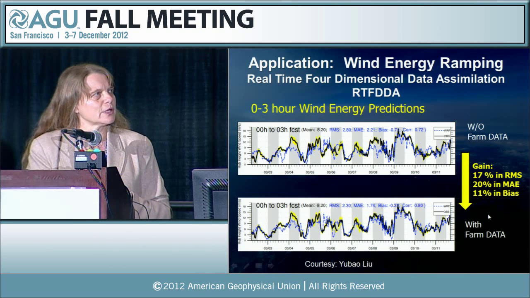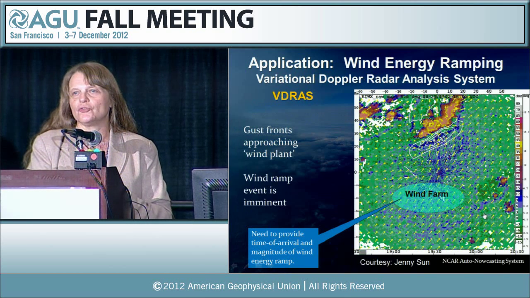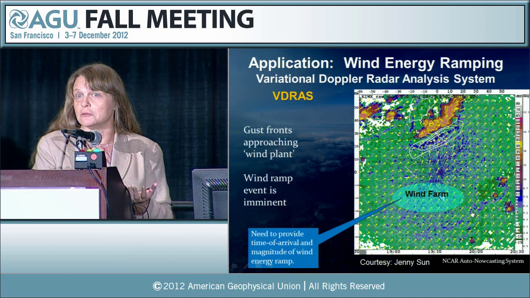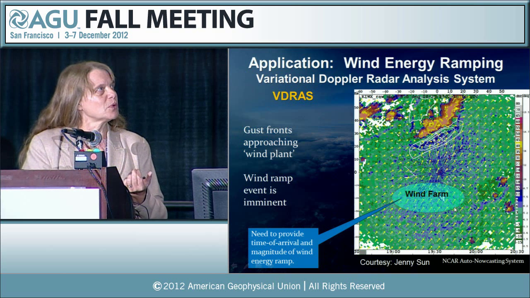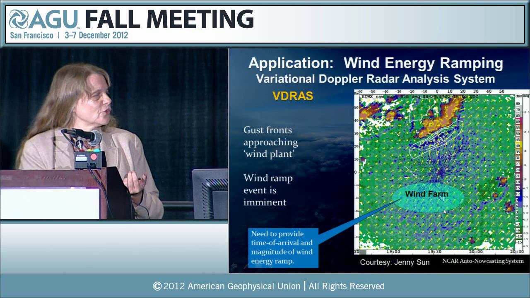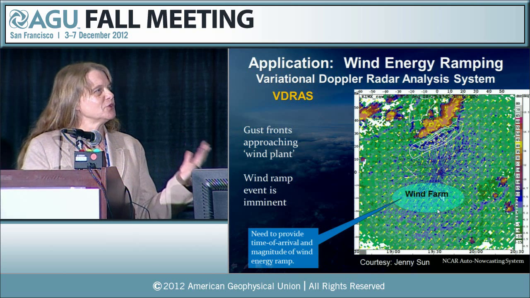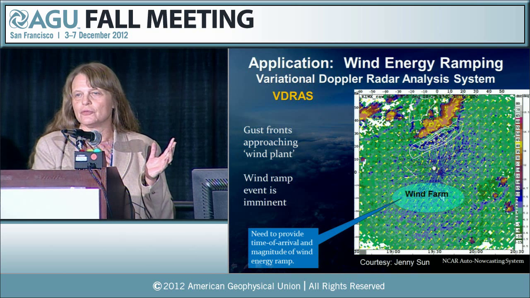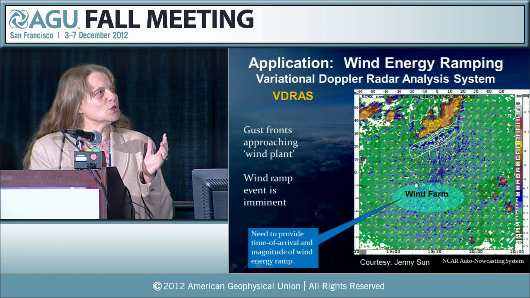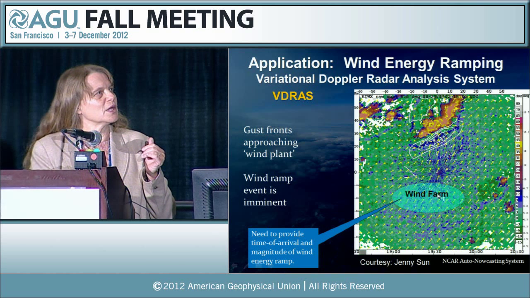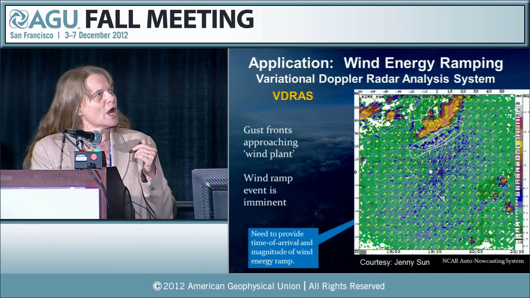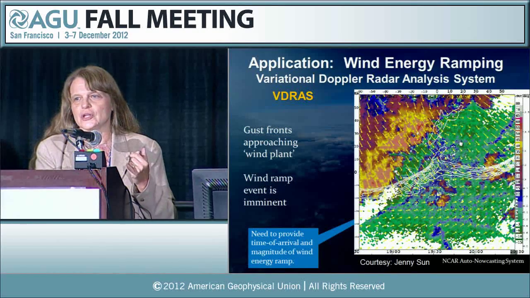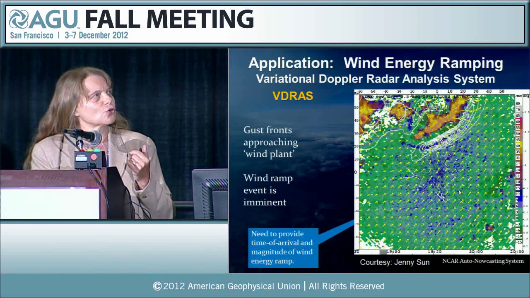What if you need very short-term assimilation? You want to do a very short-term prediction. If you want to do it on the hours, say 15 minutes to 2 hours, you can apply the variational Doppler radar analysis system. And this is work done by my colleague Jenny Sun, sitting right here. I want you to watch this movie. Here you have a convergence line, and it's approaching the wind farm. And watch what happens behind this convergence line. You see the wind vector increase in magnitude as well as change direction.